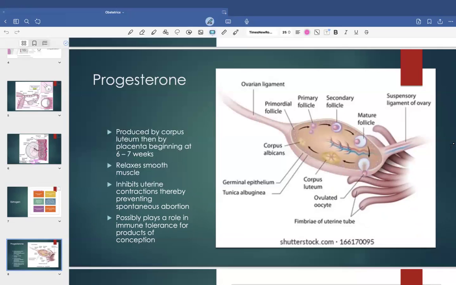And lastly, it says possibly it plays a role in the immune tolerance for products of conception. So when you do have possible spontaneous abortion or miscarriage, there may be products of conception left in the uterus. And there's a theory that the progesterone helps the body tolerate the products of conception somewhat instead of rejecting it. So that's something that's been studied recently. Or it's involved.